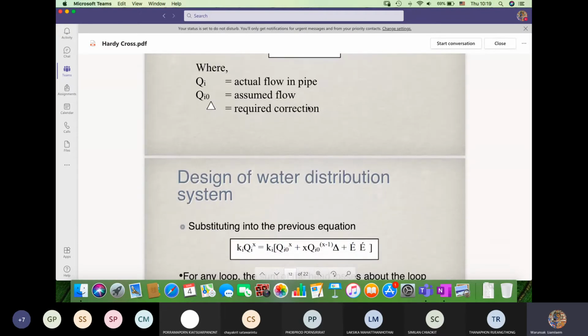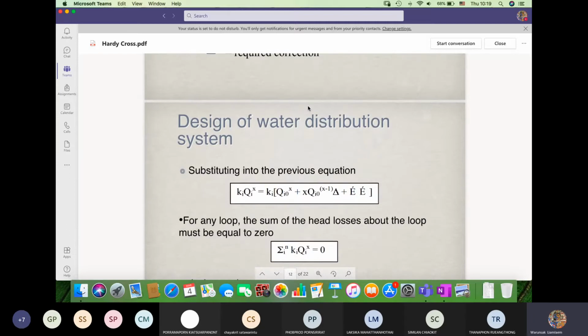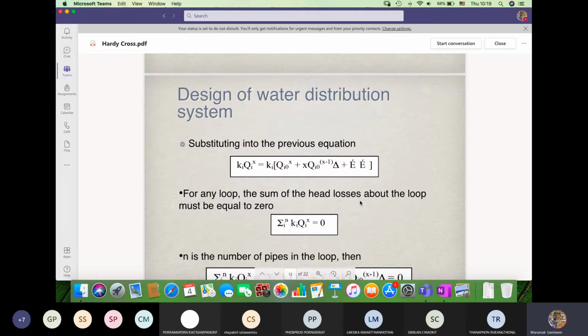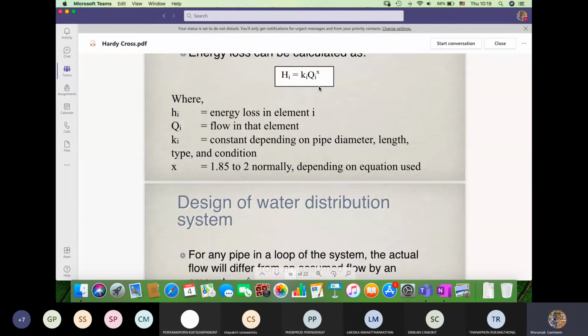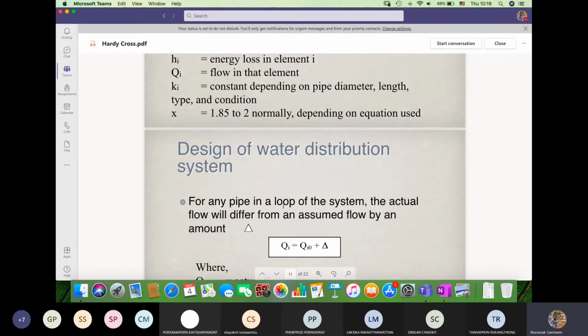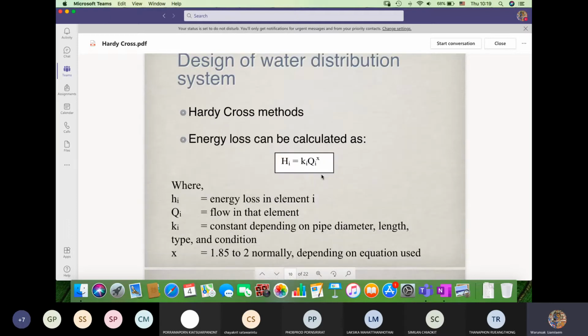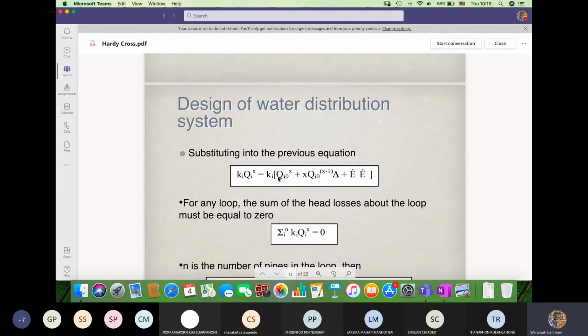There are certain methods that you can use. As we have so many pipes, we can substitute the flow rate Q equal to Qi0 plus delta. So you make Qi equal to Qi0 plus delta and substitute this into the previous equation. Then you will get this term. It's a little bit complicated, but anyway, for any loop, the summation of the head loss about the loop must be equal to 0.